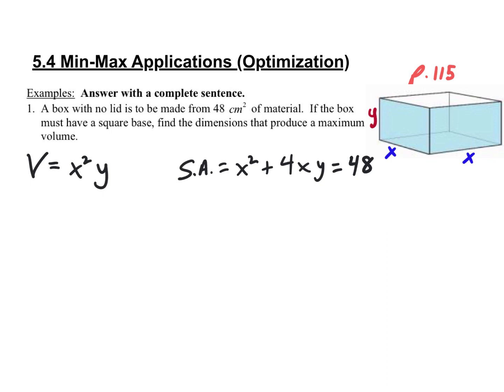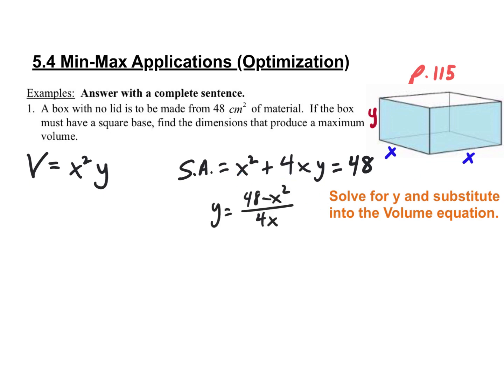The other thing that sort of is the giveaway is they give us one of the numbers. So I'll be able to isolate this without having an extra variable. Okay. Solve for y and substitute into the volume equation. So we'll have to move the x squared over, and then we'll have to divide by 4x. And there we go. Okay. That is y.